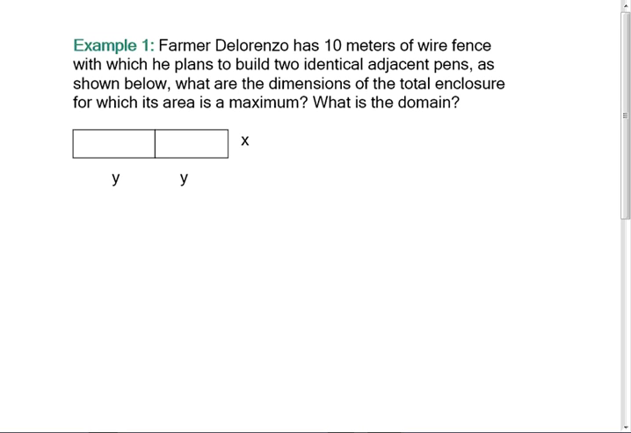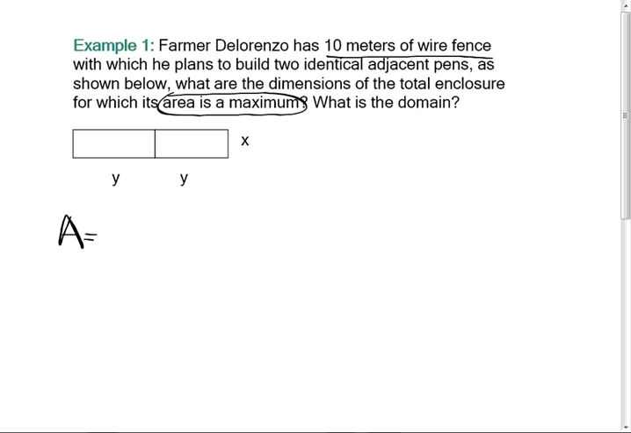Okay. So we're going to fence this. So Farmer Di Lorenzo, so you can call him that, has 10 meters of wire fence. And he wants to build two identical adjacent pens. And I ask, what are the dimensions of the sides? I'm looking for X and Y, for which the area is a maximum. What is the area?